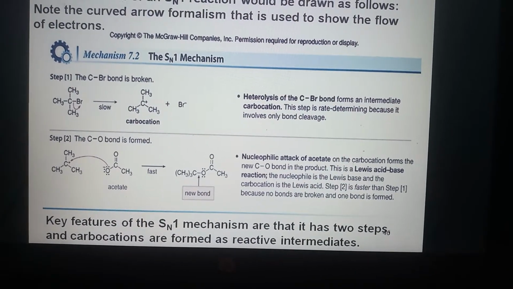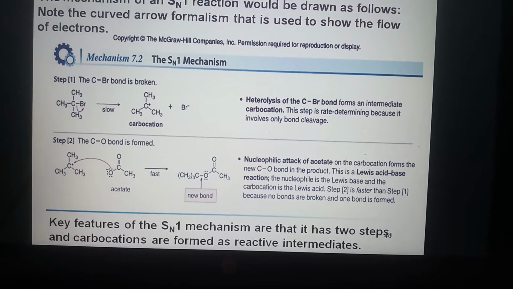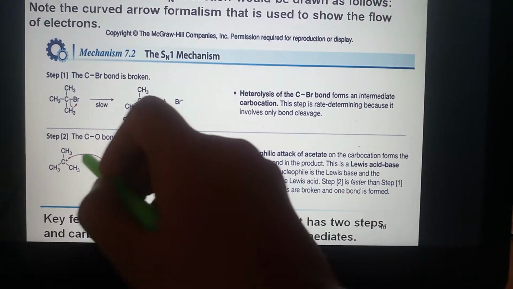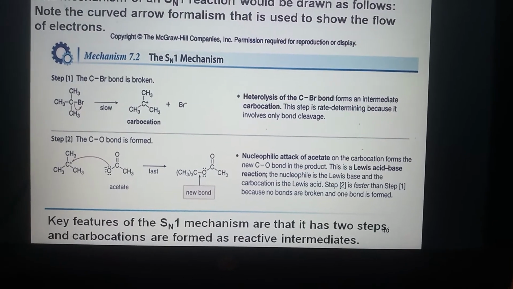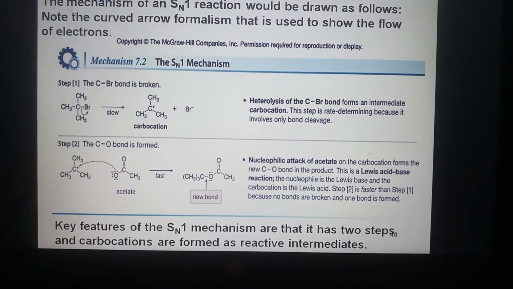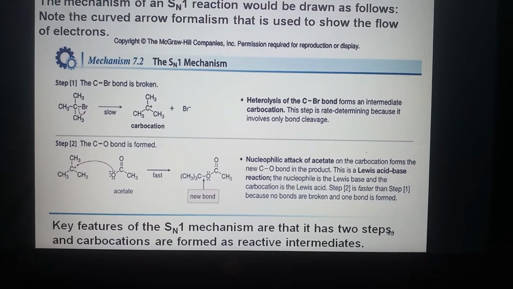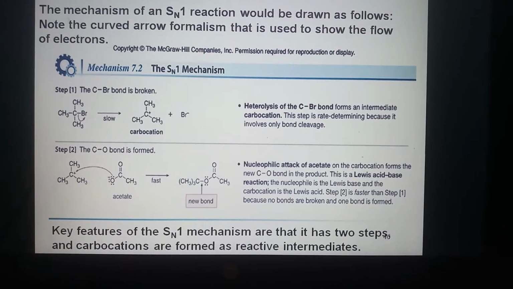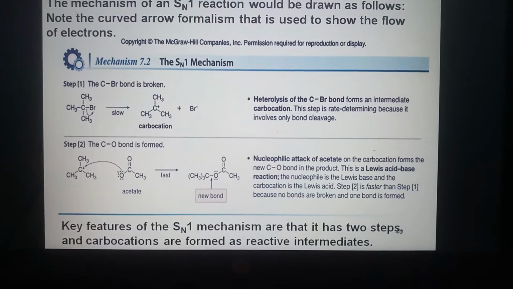This is a Lewis acid base reaction. The nucleophile is the Lewis base. You can see it donates the negative charge, so it is a Lewis base, and the carbocation is the Lewis acid. Step 2 is faster than step 1 because no bonds are broken and one bond is formed. So key features of the SN1 mechanism are that it has 2 steps and carbocations are formed as reactive intermediates.